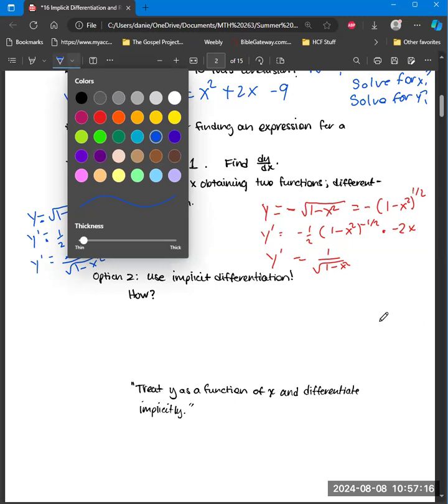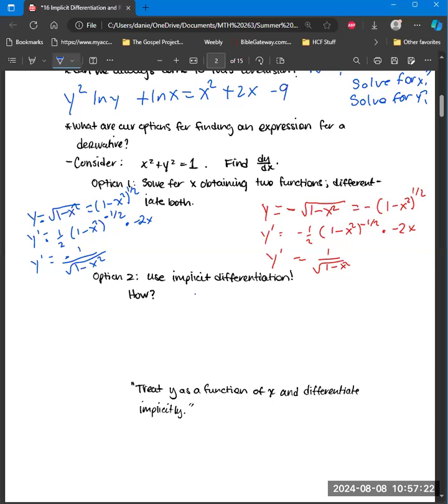Option 2 is to use implicit differentiation. So how are we going to do that? Well, we're going to differentiate each side of the equation. So we're going to take d dx of x squared plus y squared is equal to d dx of 1. So we're going to do d dx of x squared plus d dx of y squared. This term with y's in it is going to be interesting to us. We know that the right-hand side is 0. The derivative with respect to x of x squared is pretty basic. That's 2x.